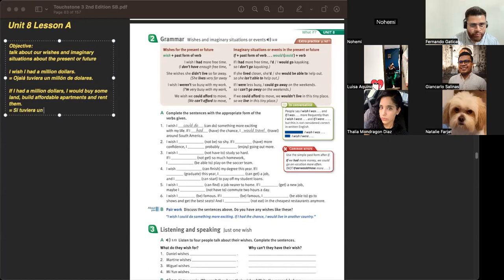Si tuviera $1,000,000, compraría. How do you say that in Spanish? Compraría, no se puede decir compraría un tierra. Un terreno. Un terreno, ¿no? Compraría un terreno. Construiría. I don't even know how to say. No sé cómo conjugar ese verbo. I think it's like that.